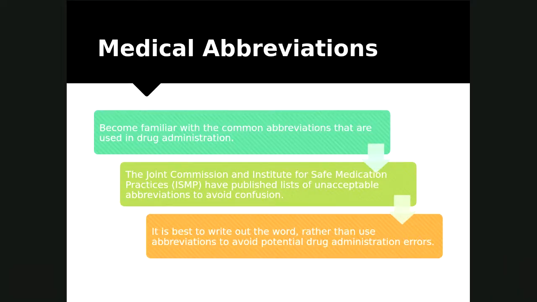When we talk about medical abbreviations, you do want to be familiar with the common abbreviations that are used in drug administration, such as IV for intravenous, IM for intramuscular, sub-Q for subcutaneous. The Joint Commission and the Institute for Safe Medication Practices have published lists of unacceptable abbreviations in order to avoid confusion. But the best thing you can do is probably just write out the entire word rather than try to use an abbreviation, so it avoids any potential drug administration errors.